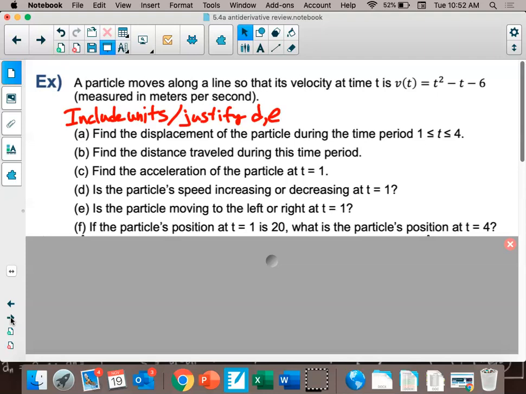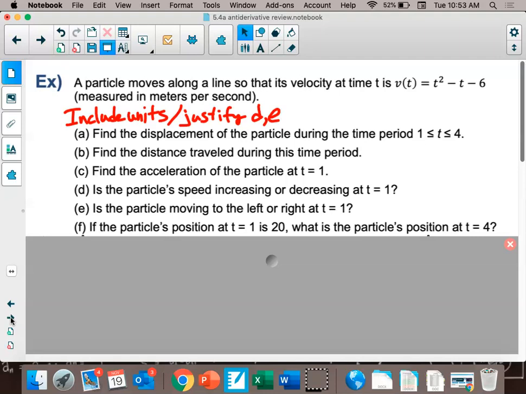Okay, so what is it, 4.5? So negative 4.5? Okay. So your displacement, did you all get negative 4.5? All right. Everyone okay? Yes?